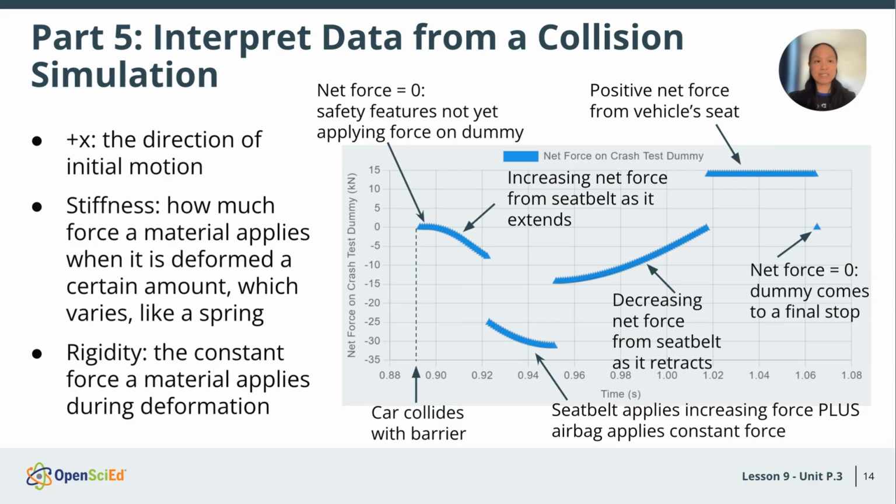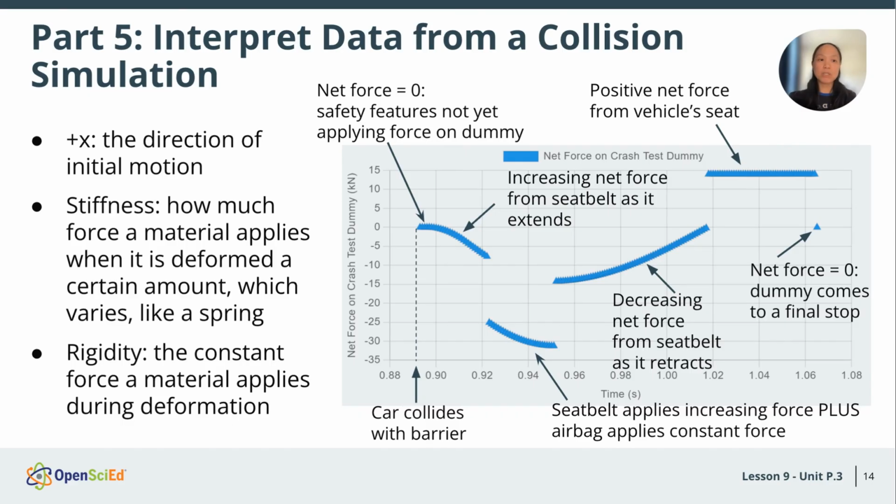In part 5 of the lesson, we analyze and interpret the force versus time graph when a seatbelt and airbag act on a crash test dummy. A seatbelt applies a non-constant force. As it extends, the seatbelt will apply a greater magnitude of force on the dummy. When the dummy is in contact with the airbag, both the airbag and seatbelt apply a force on the dummy.